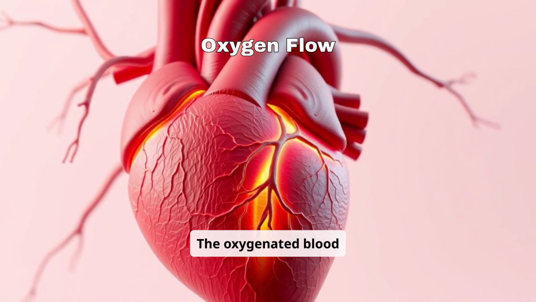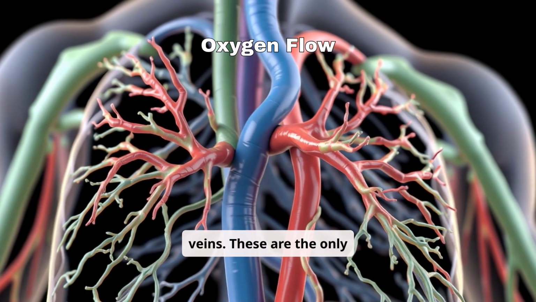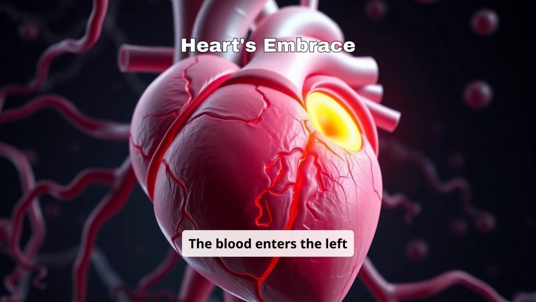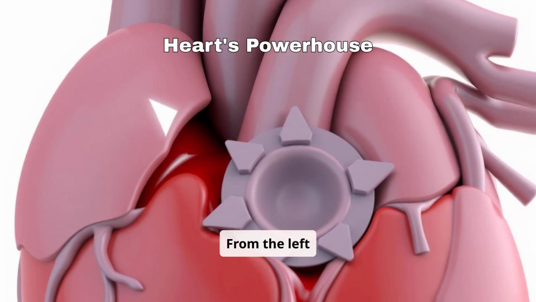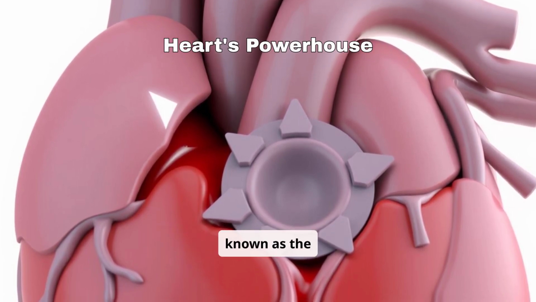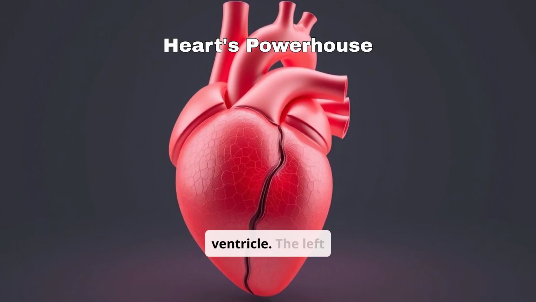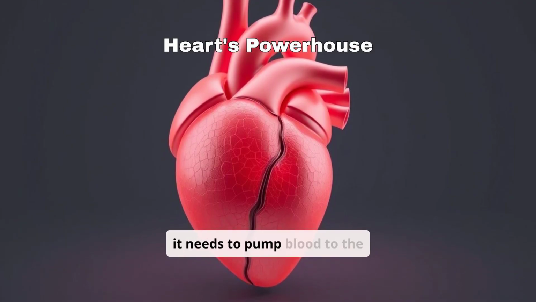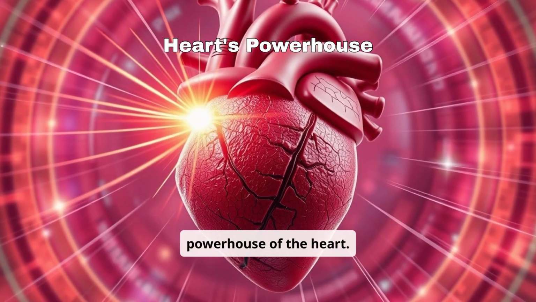The oxygenated blood travels back to the heart via the pulmonary veins. These are the only veins in the body that carry oxygenated blood. The blood enters the left atrium, the upper chamber on the left side of the heart. From the left atrium, the blood flows through the mitral valve, also known as the bicuspid valve, into the left ventricle. The left ventricle is the strongest chamber of the heart because it needs to pump blood to the entire body. Think of it as the powerhouse of the heart.